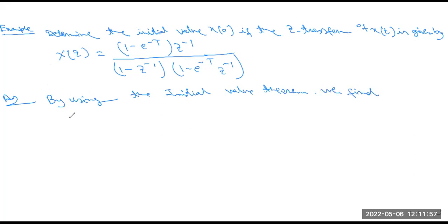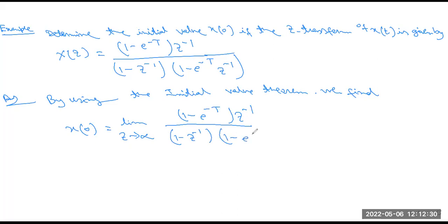we find that x(0) is equal to the limit as z tends to infinity, from the theorem, of 1 minus e to the power minus T z inverse over 1 minus z inverse into 1 minus e to the power minus T z inverse.